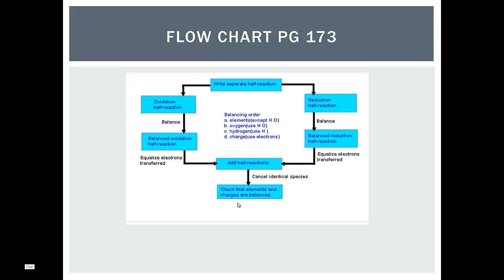Next thing we have a little flow chart. This is also in your textbook, I believe. It just goes through those steps. So you'll see they have write separate half reactions, and then your balancing order is elements except hydrogen and oxygen, then oxygen using water, then hydrogen using H+, and then charge using electrons.